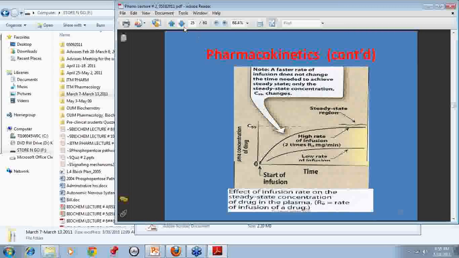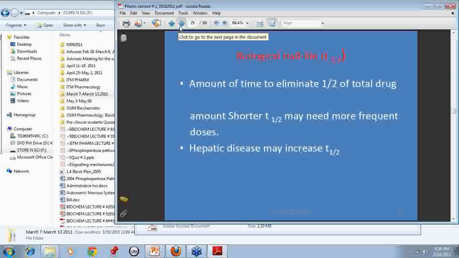Half-life is the amount of time to eliminate half of the drug. A shorter half-life tells you that you need more frequent doses, and hepatic diseases will have an effect on that. Finally, here you see the rate of distribution versus the rate of elimination. They both follow first-order kinetics, and you can determine the T-half. It's very clear here how you get it. It's the time required for half of the drug to achieve steady state level, or half of the drug to be eliminated. So you can correlate that very nicely.